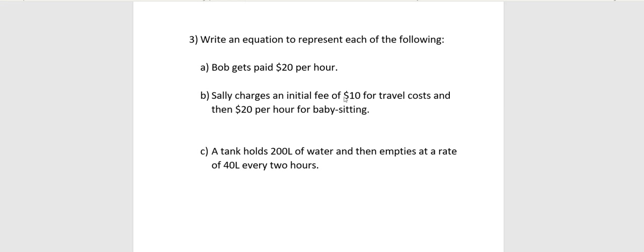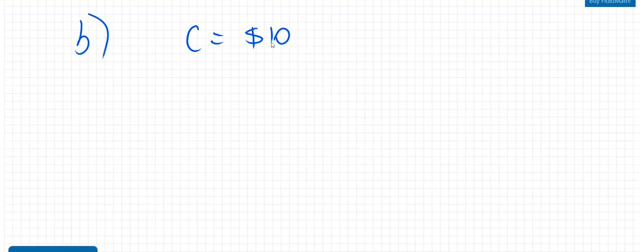So our initial amount, we can see here, is $10. And there's a keyword there that says initial. So Sally charges an initial fee of $10. That is C. C will have to equal 10 because she wants to get paid for petrol, I guess. And then she gets paid $20 per hour for babysitting. So even if she works 0 hours, she will still get paid that $10 for driving to somebody's house, no matter what. So first of all, I've got C is $10.